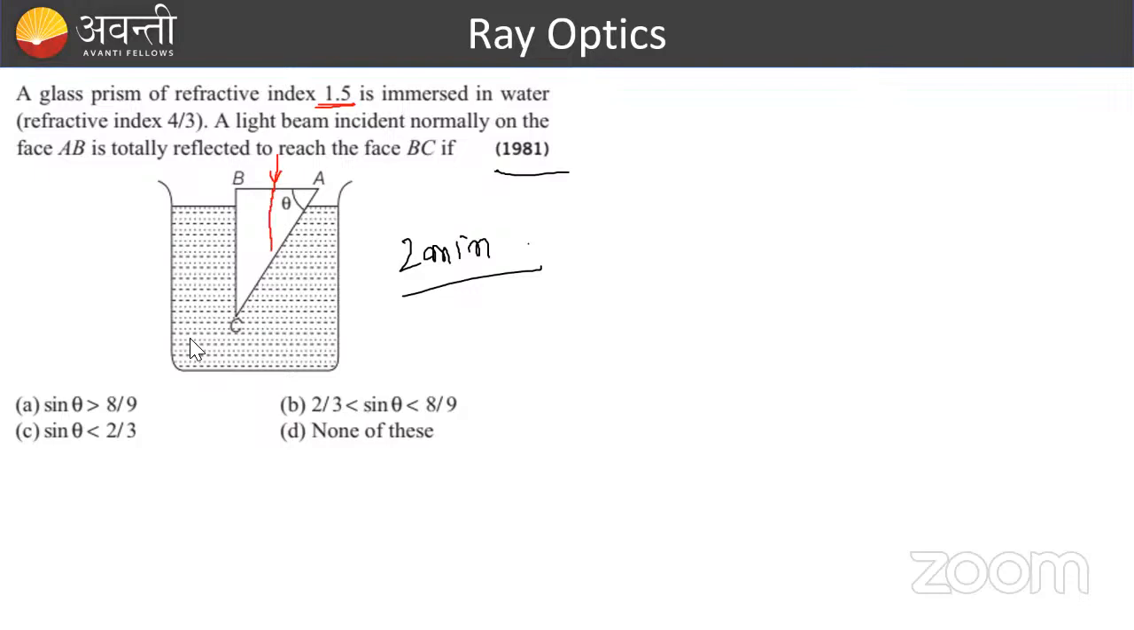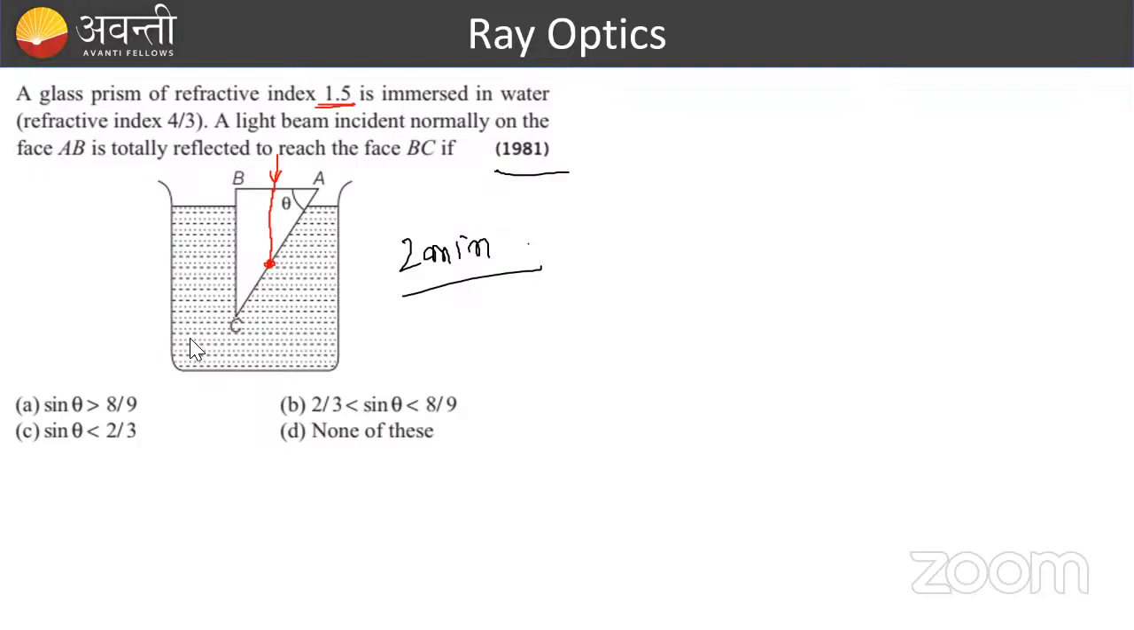So it will go like this. Since it is incident normally on face AB, it won't refract. Angle of incidence is 0, so angle of refraction will also be 0 for the face AB. Now, this light will fall on AC surface.